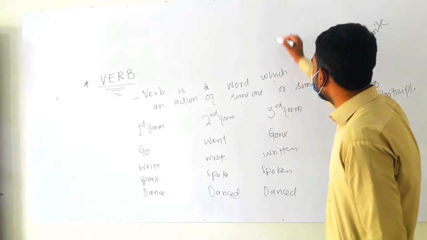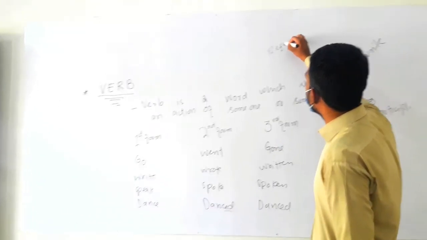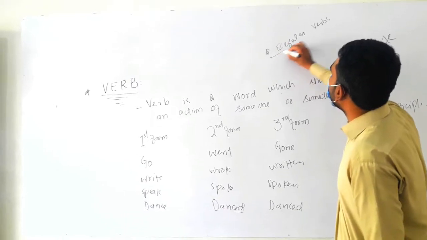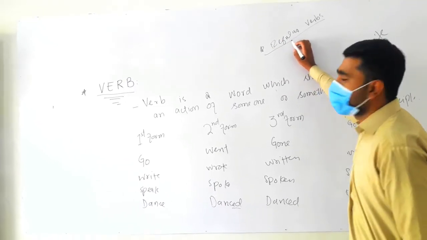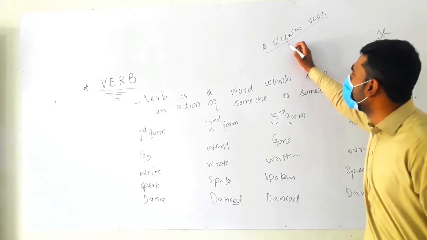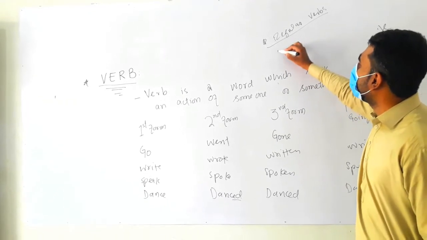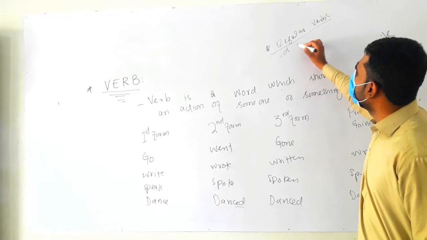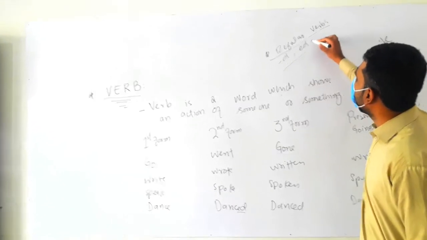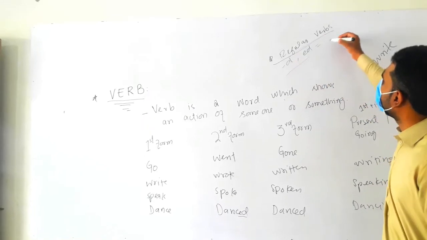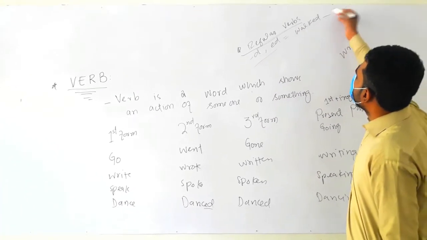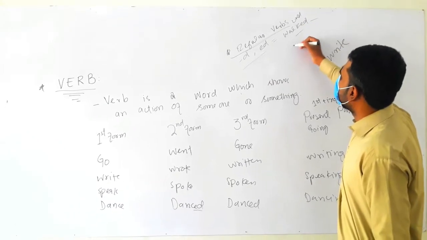So keep in mind, we have two kinds of verbs. Regular verbs. Regular verbs are those words with which, in the second form, we put d or ed. So they are known as regular verbs. For example, walked. It is second, so the third would be the same. Or talked.